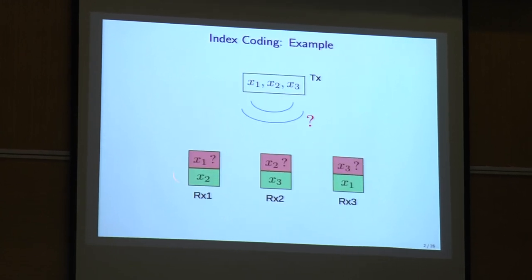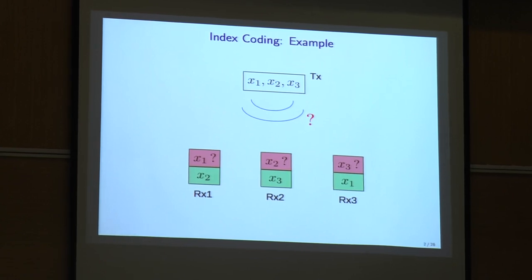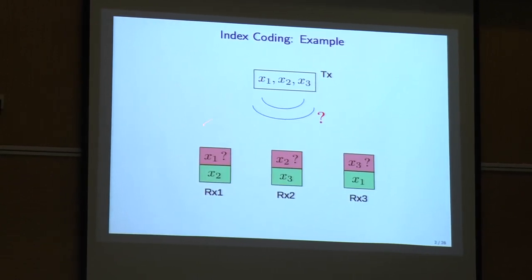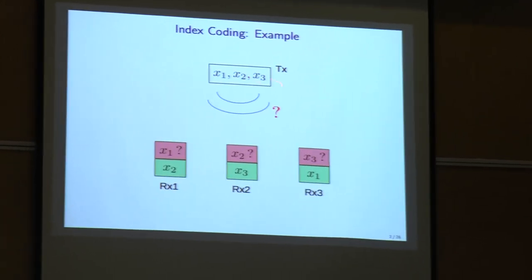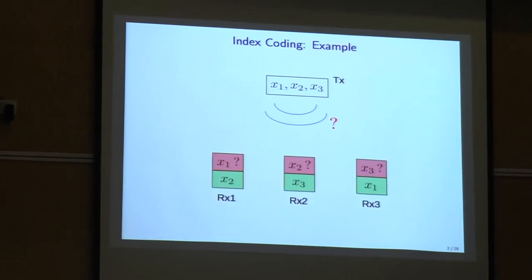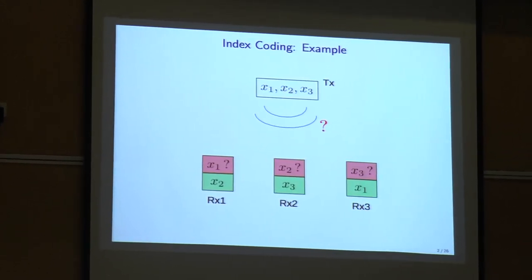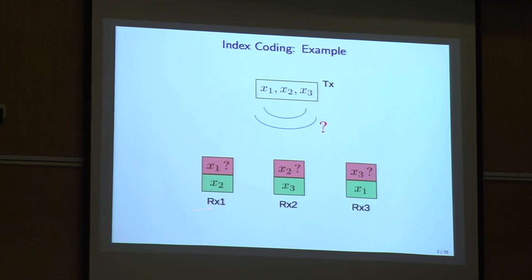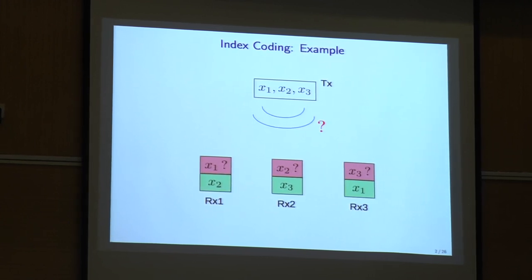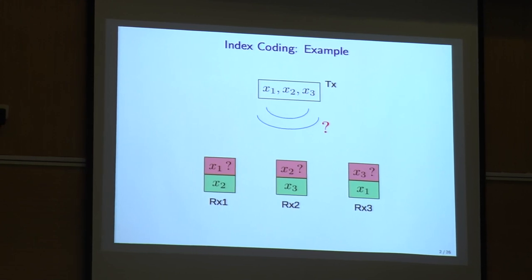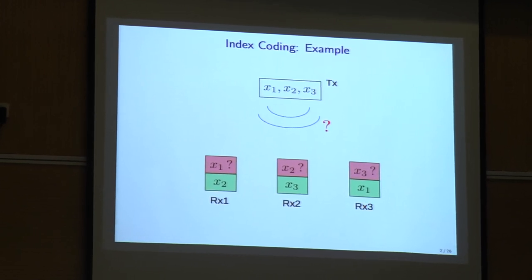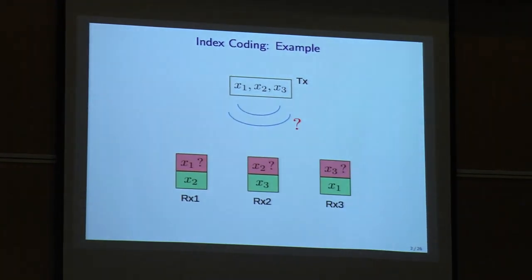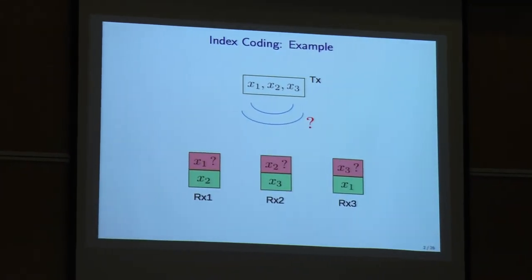Okay, so this will be our toy example throughout the talk. You have one source, you have a broadcast channel, and then you have 3 receivers. There are maybe 3 information symbols, or you can think of them as 3 different files, sitting at the transmitter. Each receiver has this green color, which means that the receiver already has this file in its cache, in the local memory. Receiver 1 already has the file x2, receiver 2 already has the file x3, receiver 3 already has the file x1.